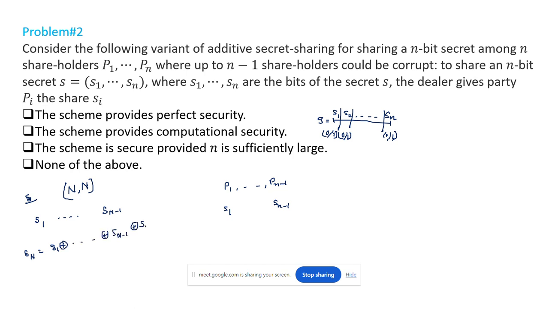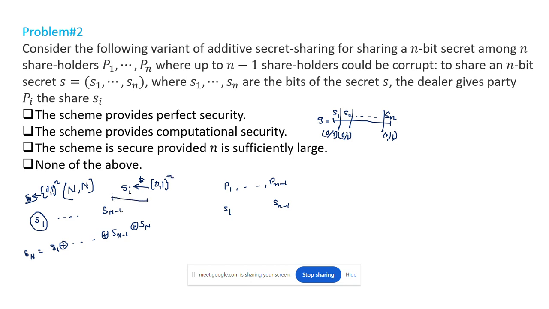Notice that you are correct, but do you know what is the form of each of the SIs? Let's say S is an n-bit string. Here also S is an n-bit string. Now what is each of the SI here, S1, S2 to Sn-1? Are they bits? No, they are not bits. In usual additive secret sharing, each of them, let's write it as SI, is a uniform random element from 0,1 to the power n. Each of them is an n-bit string.